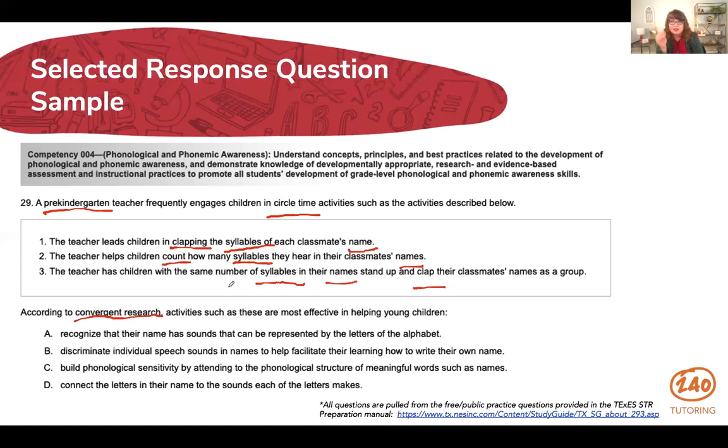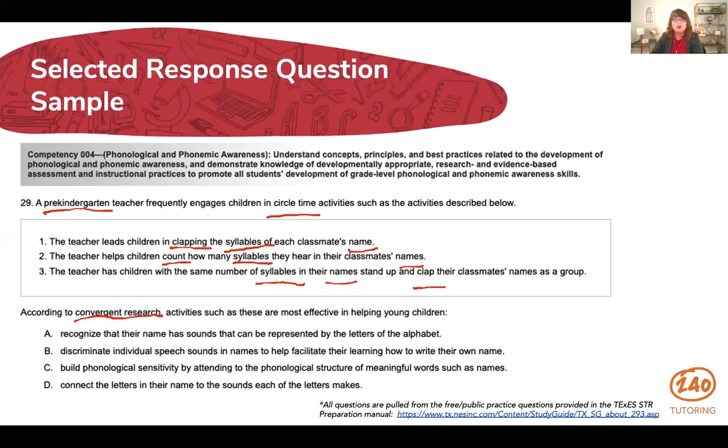Then 3, the teacher has children with the same number of syllables in their name stand up and count as a group. So I might say, who has 2 syllables in their name? Brantley stands up. All right, let's clap out the syllables to your name. Brantley, all right? So we're clapping while we're saying those syllables.